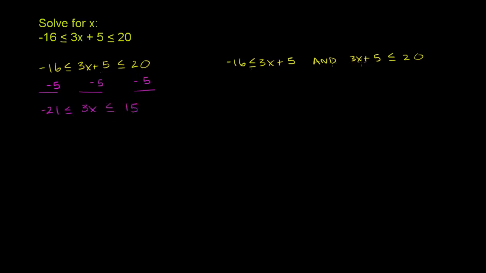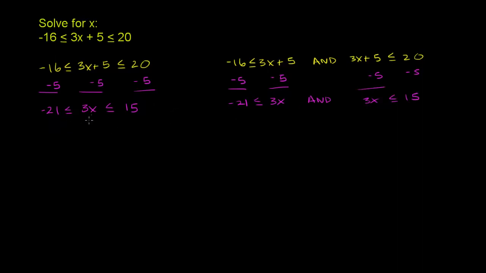And we could essentially do the same thing here. If we want to isolate the 3x, we can subtract 5 from both sides. We get negative 21 is less than or equal to 3x. And we get, subtracting 5 from both sides, and notice, we're just subtracting 5 from every part of this compound inequality, we get 3x is less than or equal to 15. So this statement and this statement, once again, are the exact same thing.